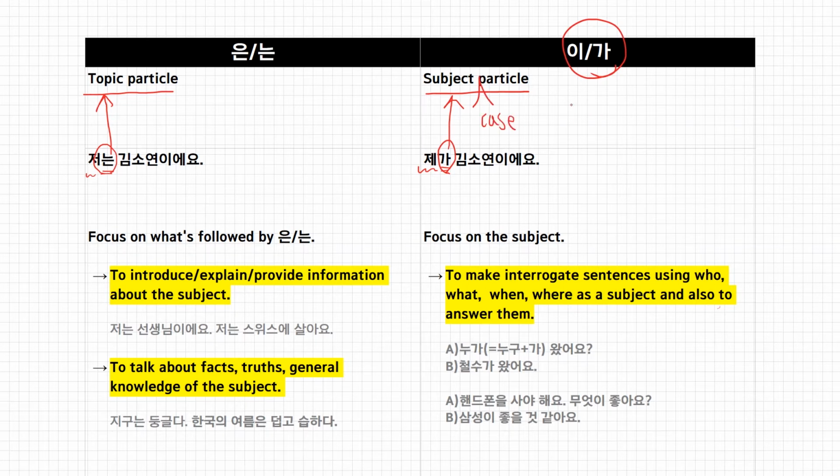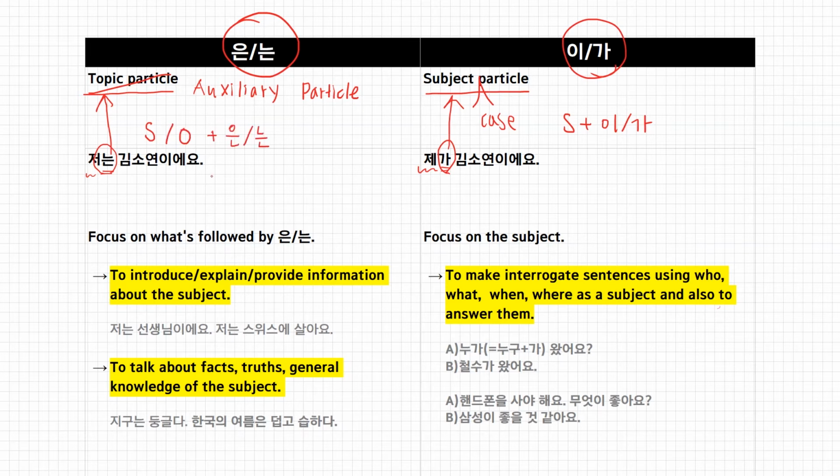which indicates the subject in a sentence. So it is only attached to the subject. And 은는 is actually one of the auxiliary particles, like an assistant particle. If you're an assistant, you have to be more flexible, right? So same here. 은는 can be attached to the subject, but also an object. Then what is the difference between these two sentences?